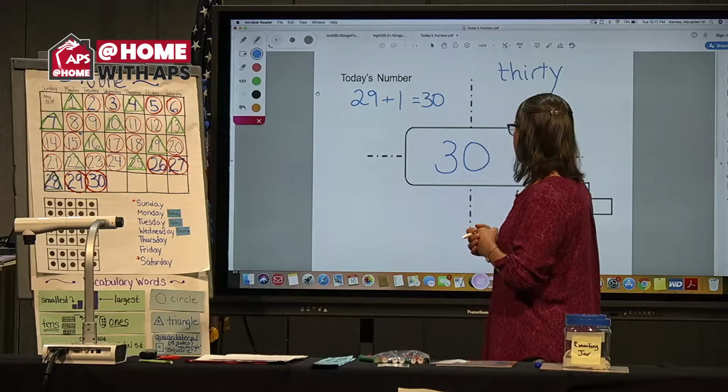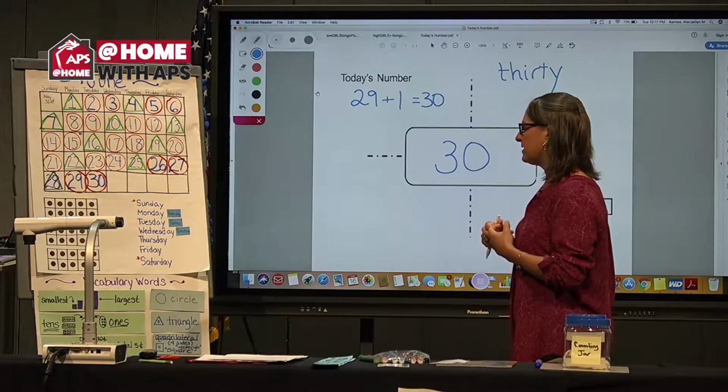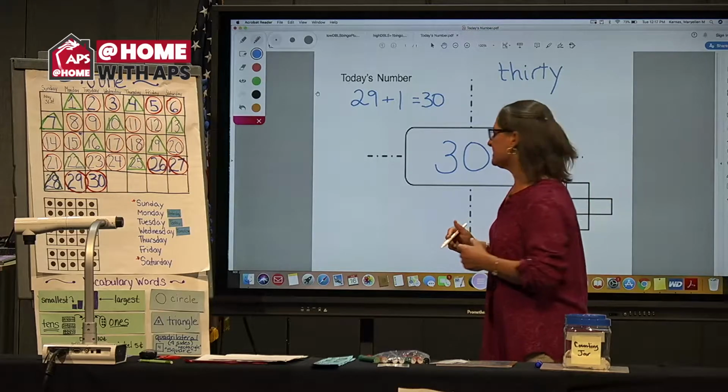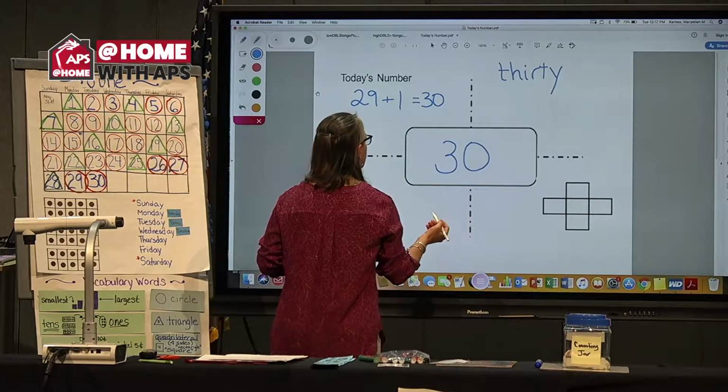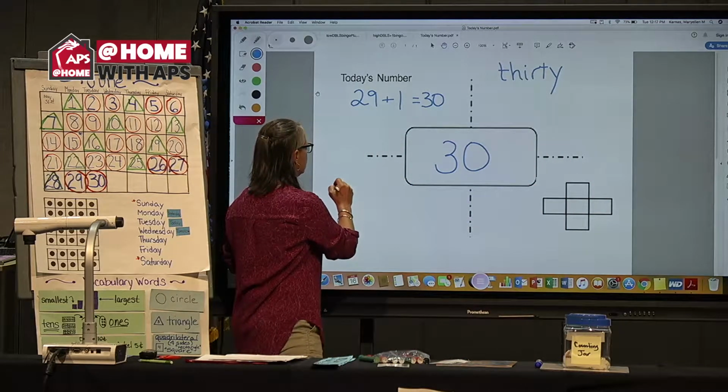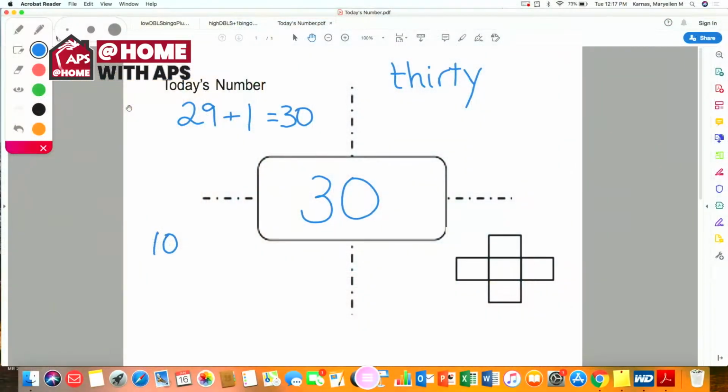Thinking again about our frames, I think we could represent it with tens, right? How many tens did it take to make our 30? 3. Can you see our 3 10 frames? So that's 10 plus 10 plus 10. And that also equals 30.